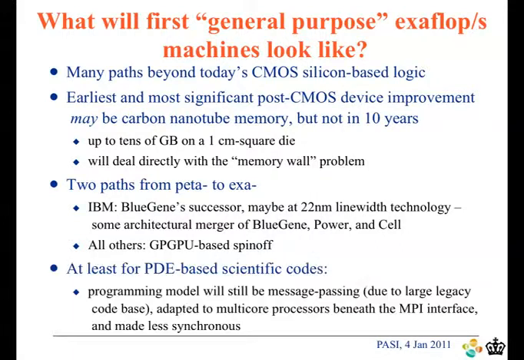And for PDE-based scientific codes, the programming model will still be message passing, I guarantee it, because of the large code base. We can't rewrite the codes in 10 years. But it will have to be adapted to multi-core processors beneath the MPI interface. And the most important phrase on this slide is the last one from the mathematical point of view. We have to move to less synchronous algorithmic development.